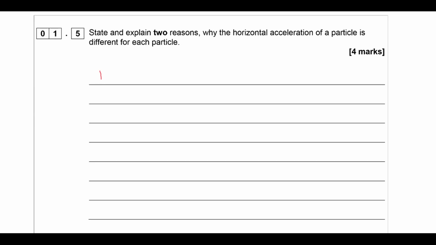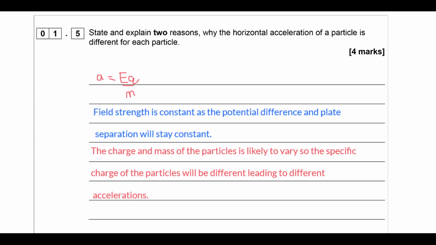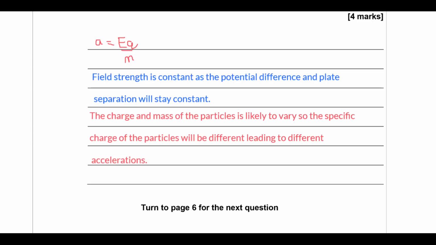We saw that the acceleration of an object, a, was calculated by doing field strength times charge divided by mass. Field strength stayed the same the whole time because we've got the same potential difference. So the two things that could affect the acceleration are the charge or the mass, because the field strength stays the same. If we alter either of those two things, we're going to end up changing the horizontal acceleration of the particle. That's what we've got there, explaining the factors that could affect it.